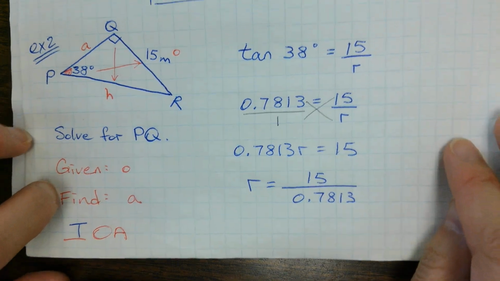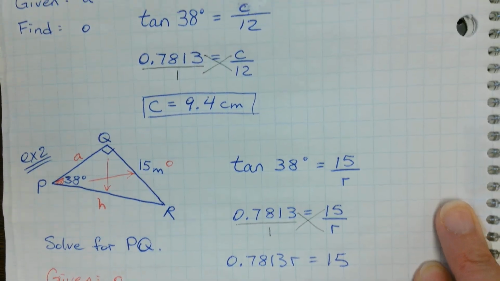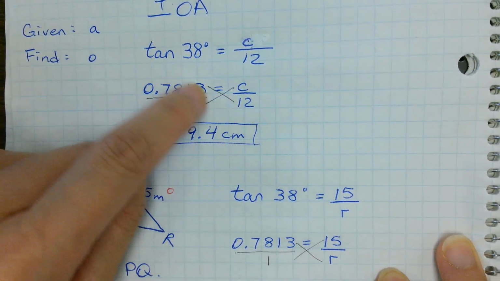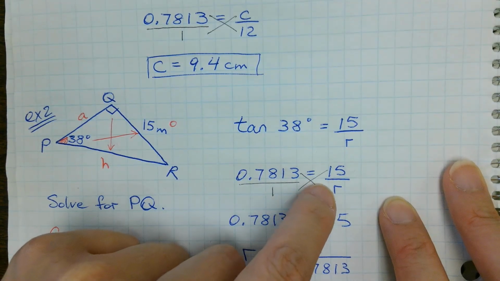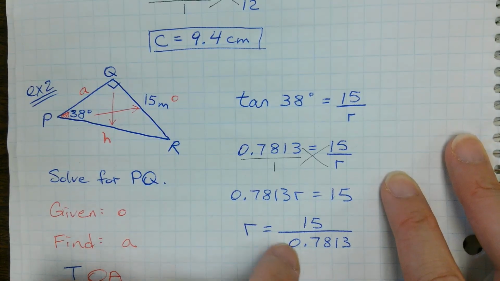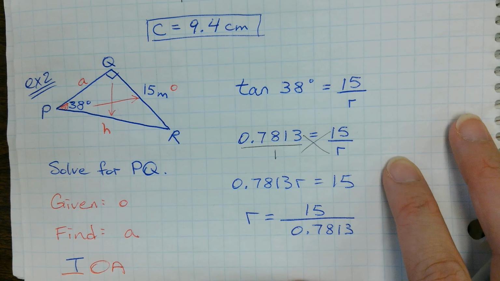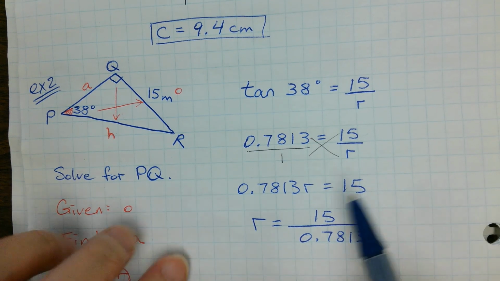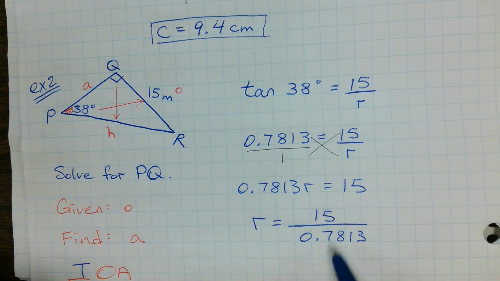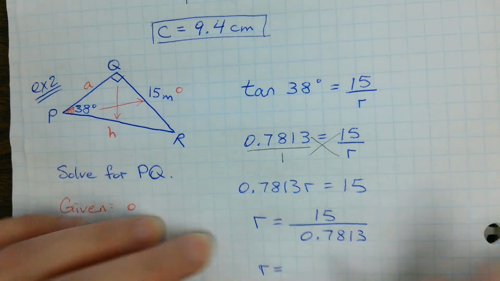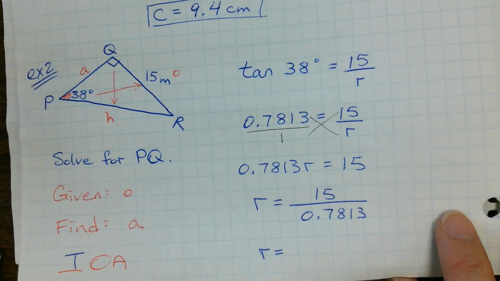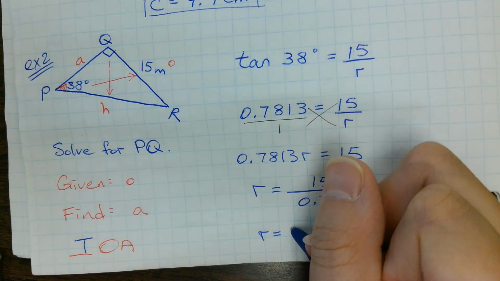Okay. So you see the difference between this one and this one? This one, when my variable is on the top, I'm multiplying. This one, when my variable is on the bottom, I'm dividing. So whether your variable is on the top or bottom, it makes a difference. When the variable is on the bottom, you're dividing. When it's on the top, you're multiplying. So 15 divided by 0.7813. You get, what did you guys get?